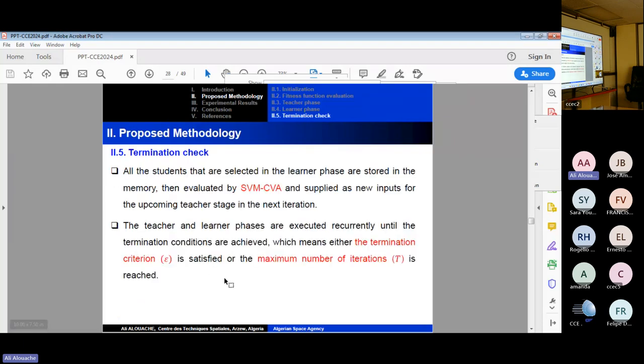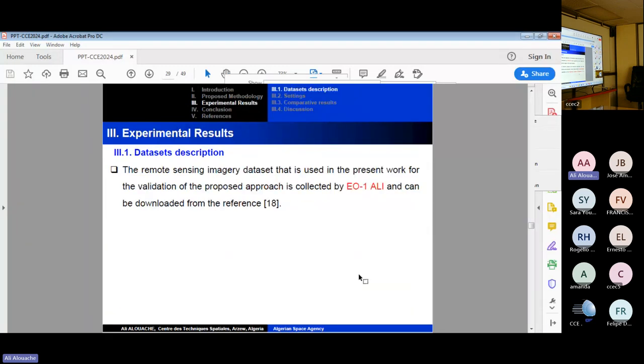Termination check. All the students that are selected in the learner phase are stored in the memory, then evaluated by SVM cross-validation accuracy and supplied as new inputs for the upcoming teacher stage in the next iteration. The teacher phase and learner phase are executed recurrently until the termination conditions are achieved, which means either the termination criterion epsilon is satisfied or the maximum number of iterations is reached.